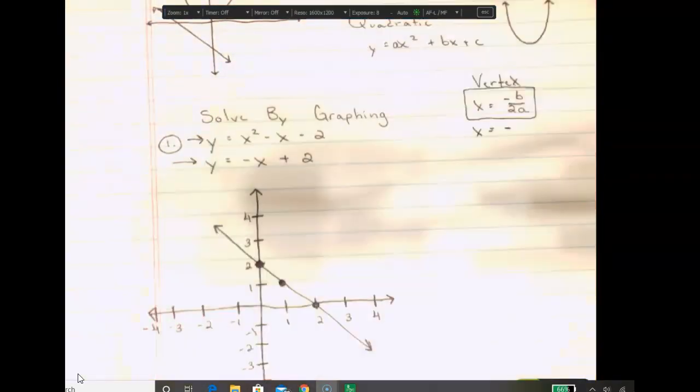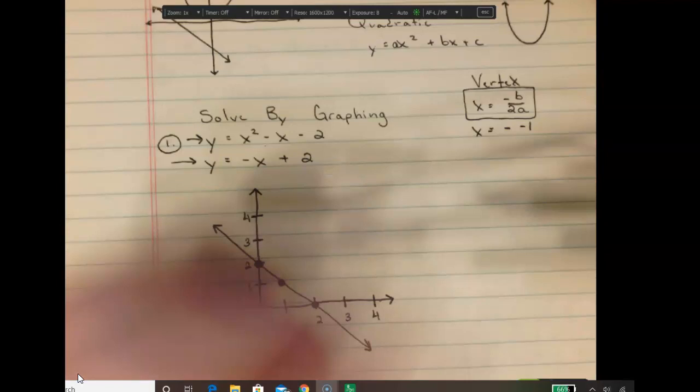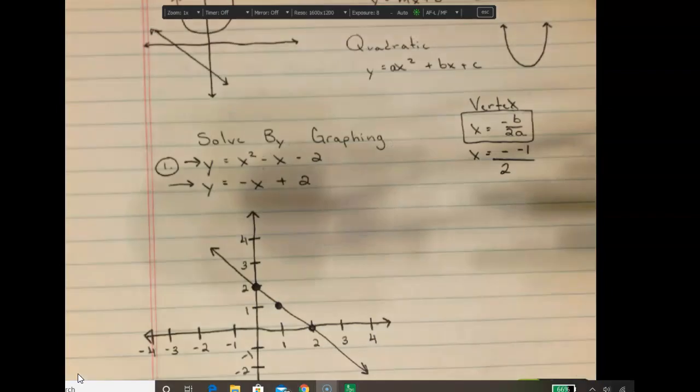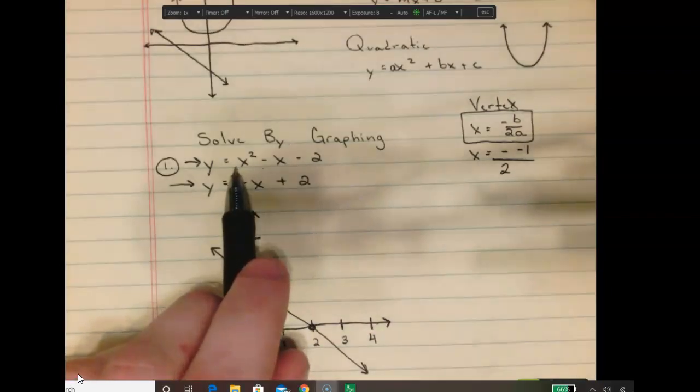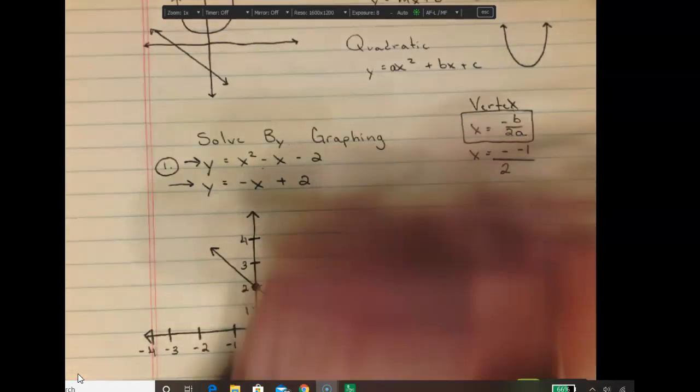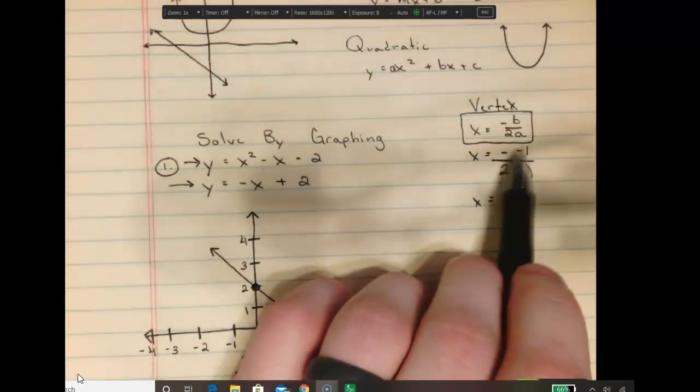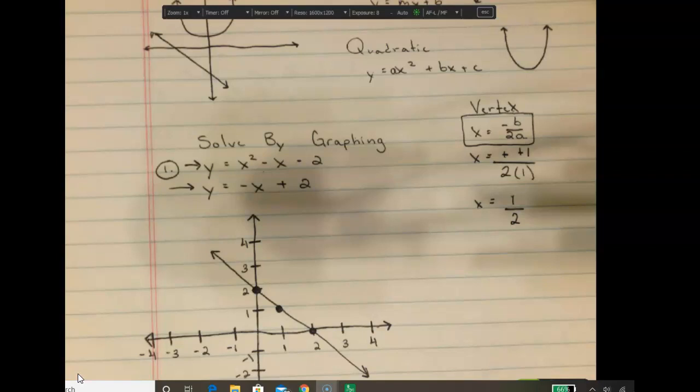So x equals negative, my b is negative 1. So I'm going to write negative 1 divided by 2 times a. And my a is also a 1 because there's no coefficient out here in front of my x squared, so I can assume that that is a 1. So now I'm going to simplify. So x is equal to minus a negative. That's going to create a positive. So x is equal to 1 over 2. So x is equal to half.